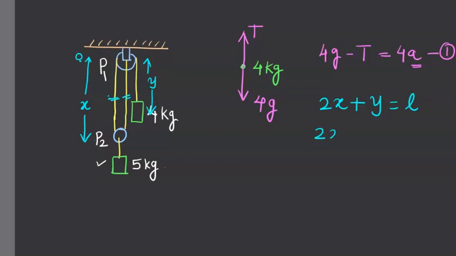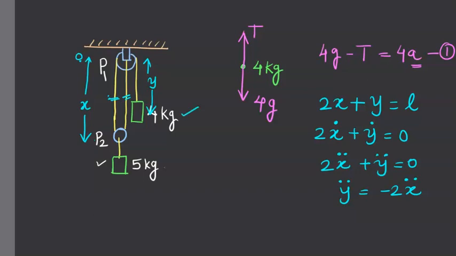So 2x plus y will give you the total length of the string. Now if I differentiate with respect to time, I will get 2x dot plus y dot is equal to 0. Here x dot is the differential with respect to time. So again if I differentiate, I will get y double dot is equal to minus 2 x double dot. What this means is that if there is an acceleration of this pulley P2 which is a, then the acceleration of this 4 kg block is 2a, right? So that's what we mean. If the acceleration of this 4 kg mass is a, then the acceleration of the 5 kg block will be a by 2.